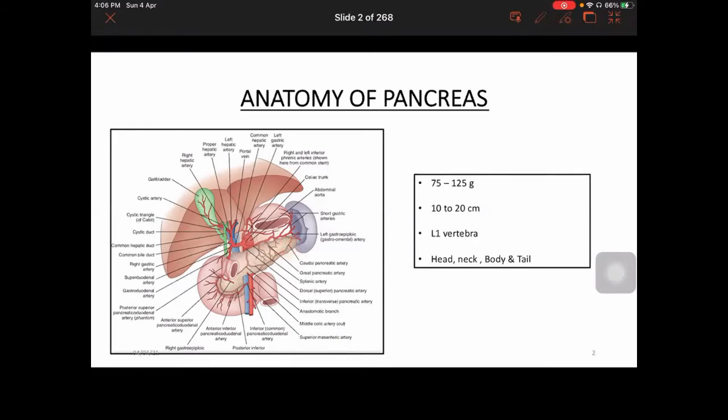So the weight of the pancreas is around 75 to 125 gram, length is 10 to 20 centimeter, and the pancreas being a retroperitoneal structure, it lies over the L1 or L2 vertebra.